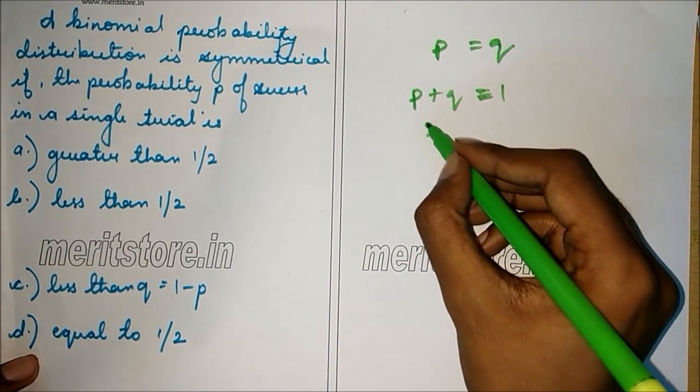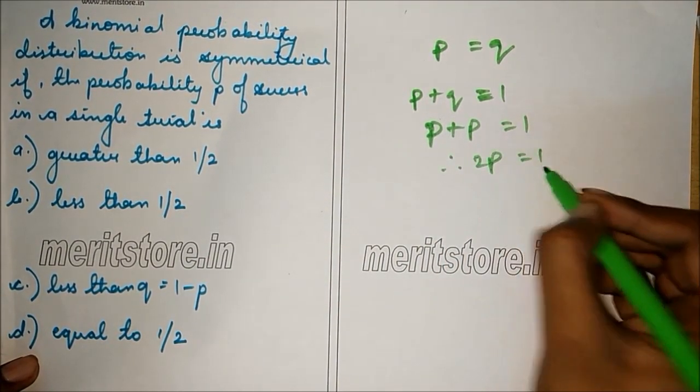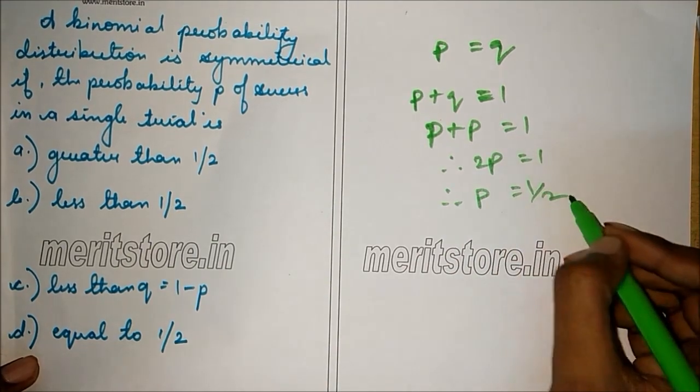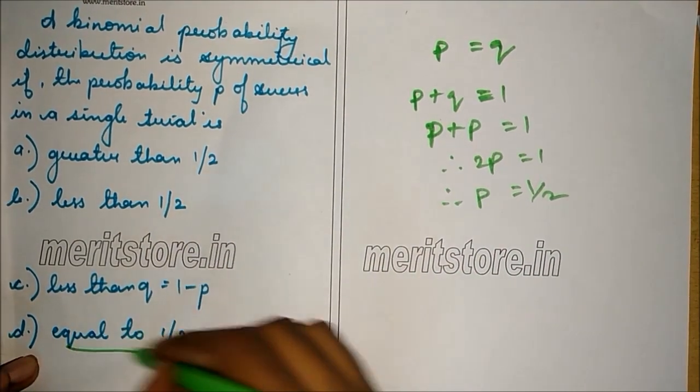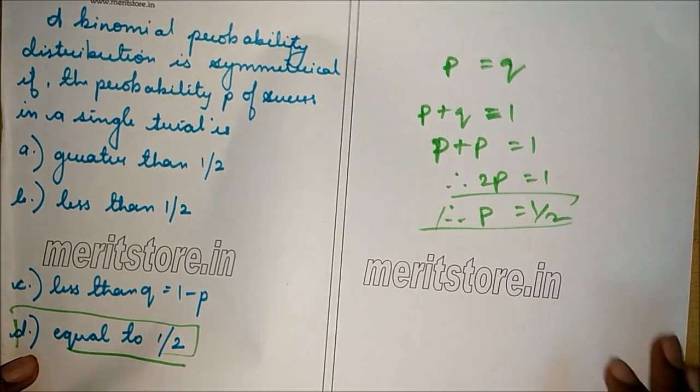So p equals q. So therefore p plus p is equal to 1. So therefore 2p will be 1. Therefore p will be half. So the answer is half, option B. So when p equals half, the distribution will be symmetric.